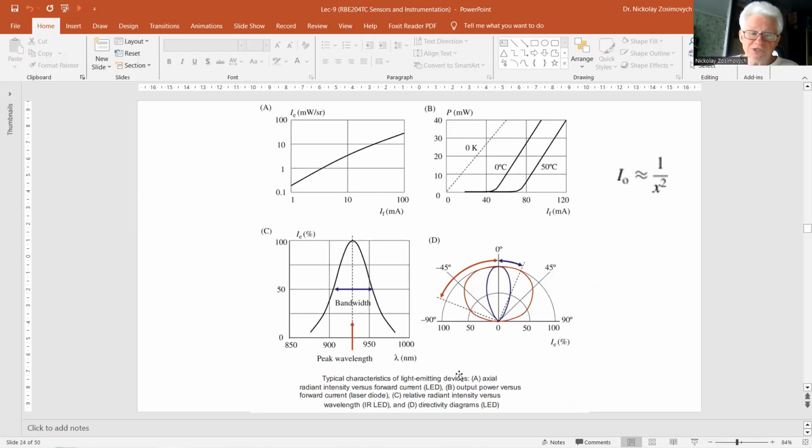Assuming a homogeneous light beam over the complete beam angle in the configuration of figure A, the sensor output I is inversely proportional to the square of the distance. So let's see the equation on the slide here. Actually, the inverse square law is just an approximation, since the emission is not homogeneous over the whole cone, as can be seen on the directivity diagram in figure G.